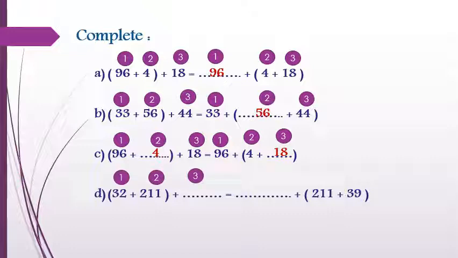Letter D. 32 plus 211 plus what equals what plus 211 plus 39. Also, write 1, 2, 3 on each side. Number 3 on the left side is missing, so look at number 3 on the right side. And number 3 on the right side is 39, so the missing number is 39. And number 1 on the right side is missing, so look at number 1 on the left side. And number 1 on the left side is 32, so the missing number is 32.